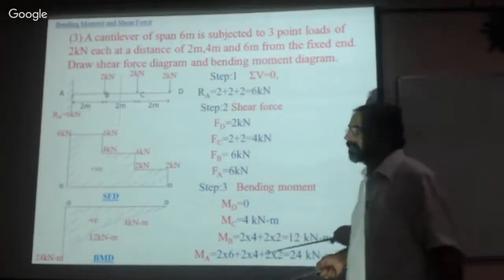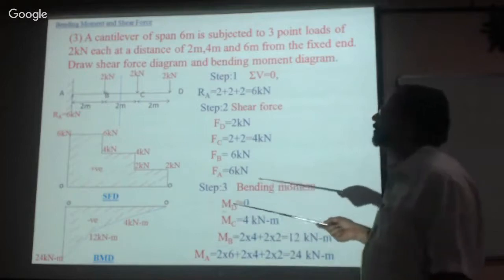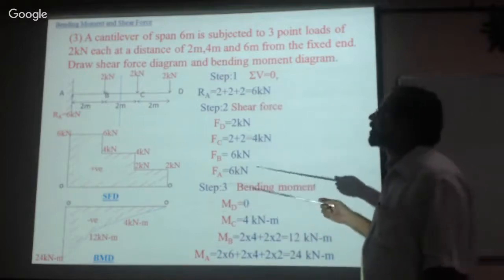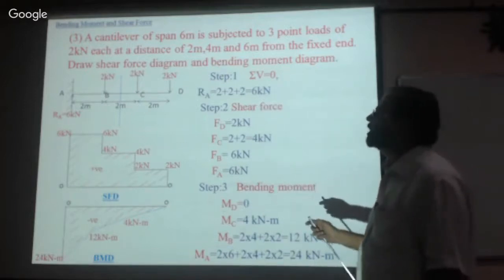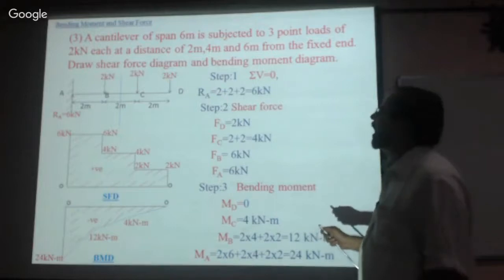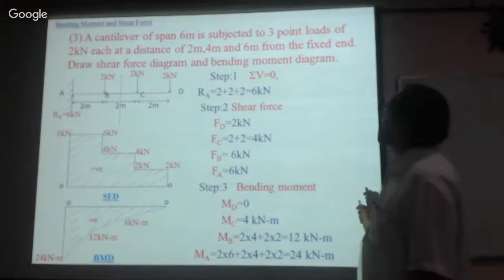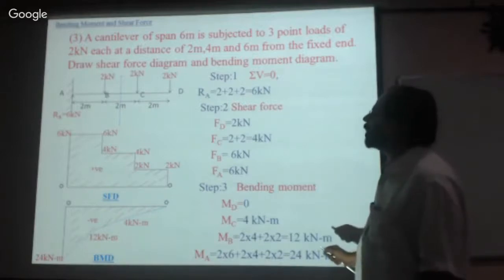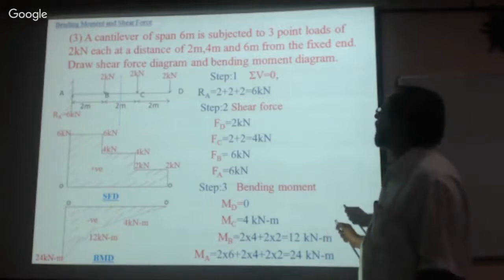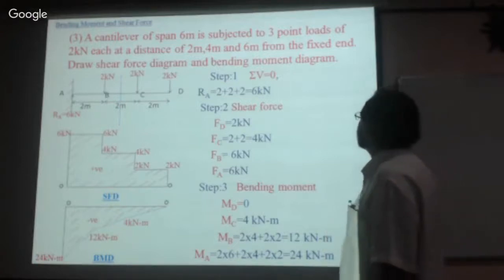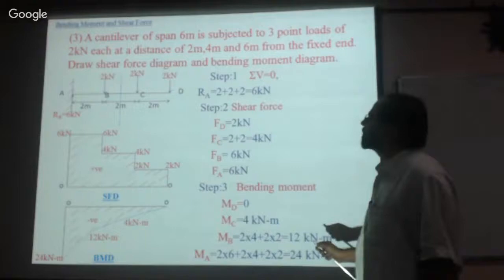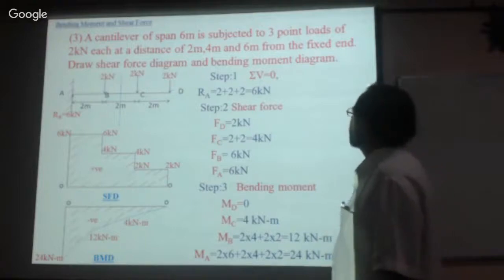Now let us consider another beam. A cantilever beam of span 6 meter is subjected to 3 point loads of 2 kilonewton each at distances of 2 meter, 4 meter and 6 meter from the fixed end. Draw the shear force diagram and bending moment diagram.